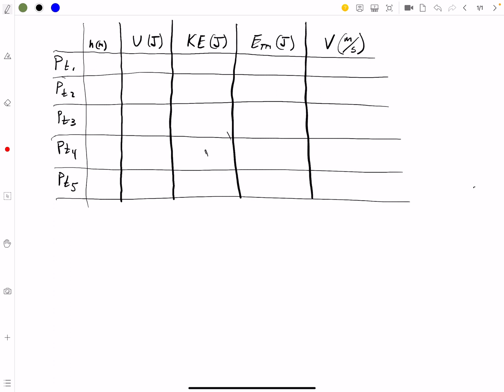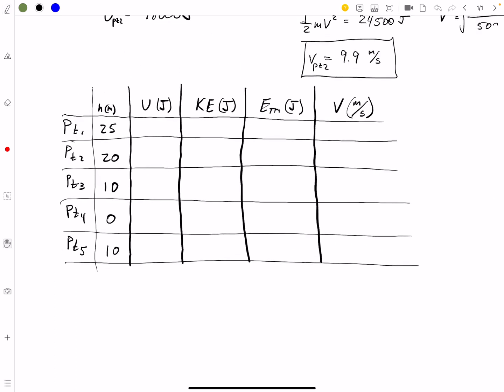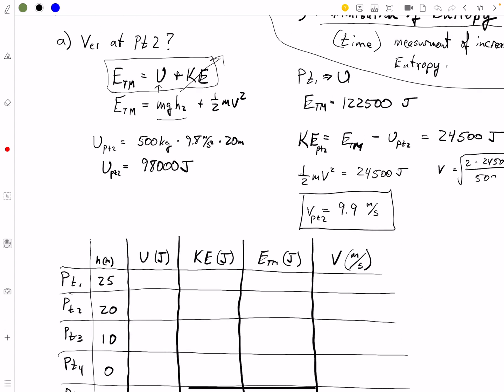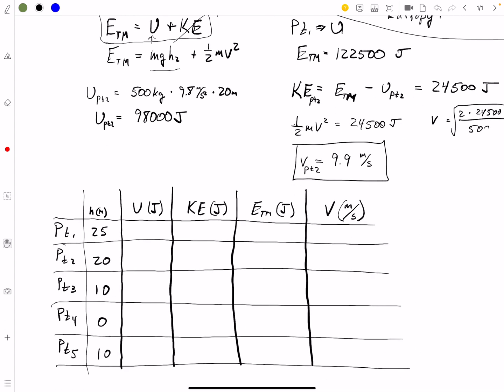Okay, so let's put in the heights. Point 1 is 25, point 2 is 20, point 3 is 10, point 4 is 0, point 5 is 10. We just did point 2, so let's come back up here. No need to redo all our work.